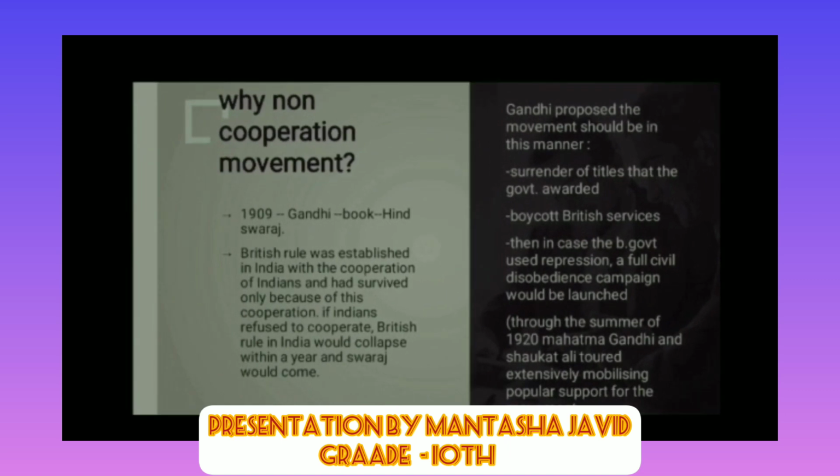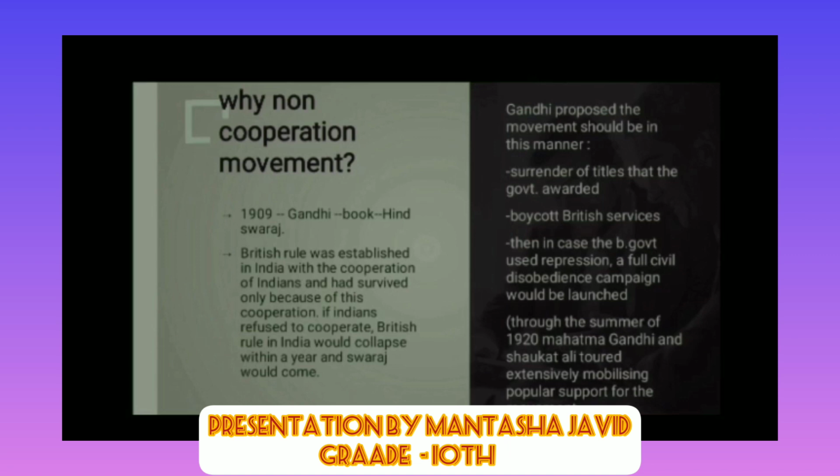So why the non-cooperation movement? In 1909, Gandhiji mentioned in his book, namely Hindu Swaraj, that British rule was established in India with the cooperation of Indians and had survived only because of this cooperation. If Indians refused to cooperate, British rule in India would collapse within a year and Swaraj would come. Gandhiji proposed that the movement should proceed in this manner: surrender of titles that the government awarded, boycott of British services, and then, in case the British government used repression, a full civil disobedience campaign would be launched.